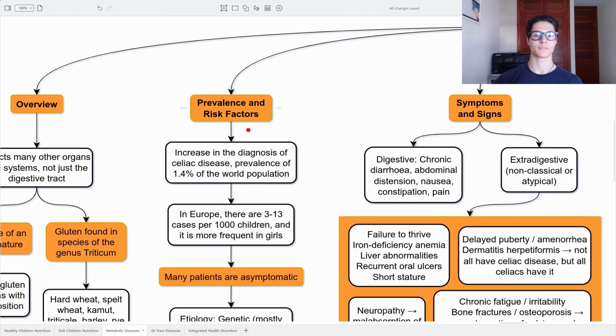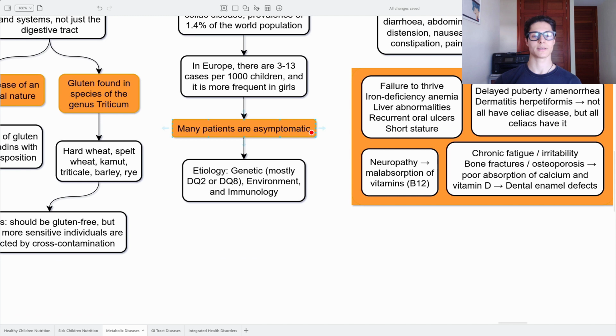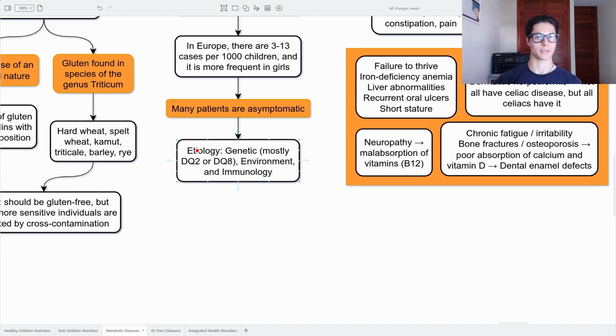The prevalence and risk factors increased in the diagnosis of celiac disease, with a prevalence of 1.4% of the world population, and in Europe there are 3 to 13 cases per 1,000 children, and it is more frequent in girls. Many patients are asymptomatic, so it's very important to take this into account. Etiology is due to genetics, mostly DQ2 or DQ8, these are gene modifications, environment, very interesting, and immunology.